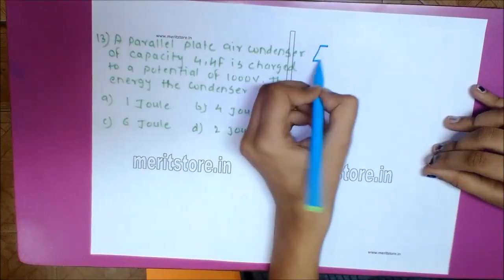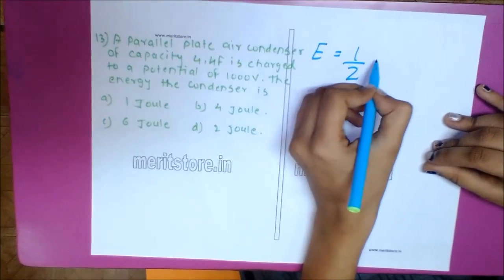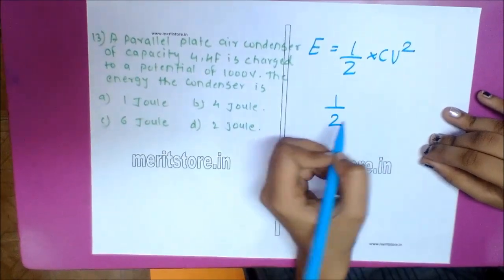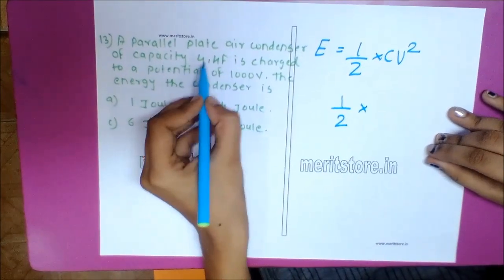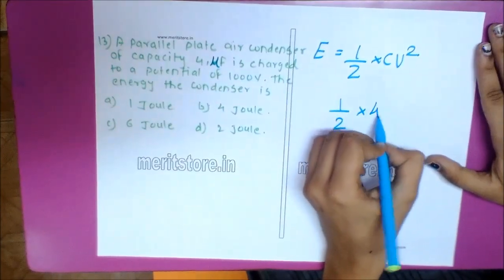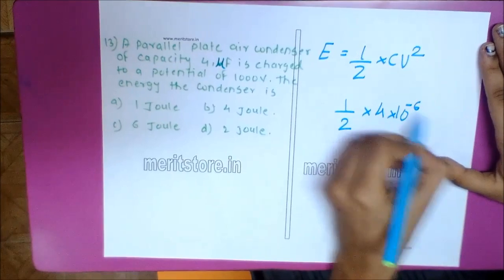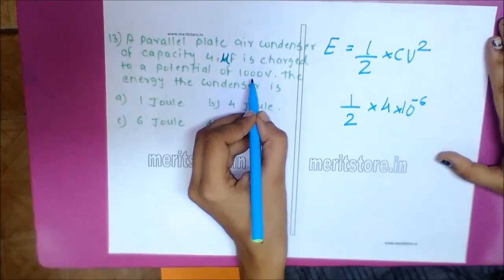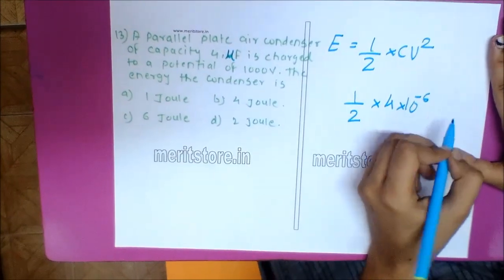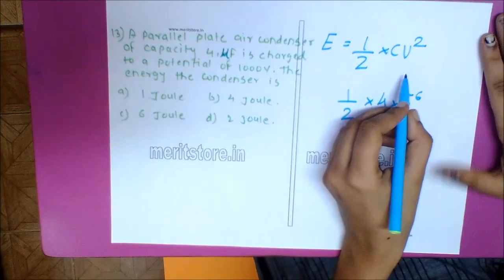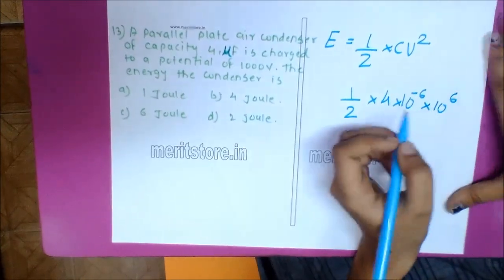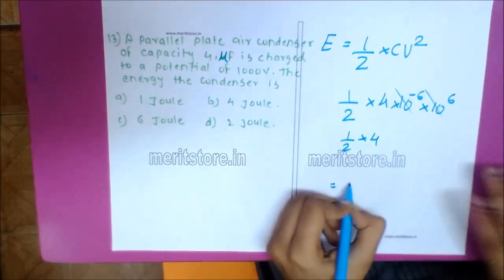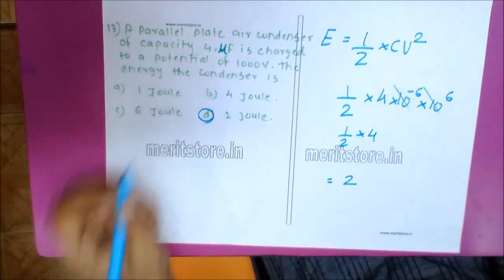We have to find the energy of the condenser, which is half into C V square. Capacity is given as 4 mu F, so half into 4 into 10 raised to minus 6 into V square. Volt is given as 1000, which is 10 raised to 3. But over here you have V square, that is 10 raised to 3 square, so that will be 10 raised to 6. This will get cancelled and we will have half into 4, which boils down to 2. Option B is the correct option.